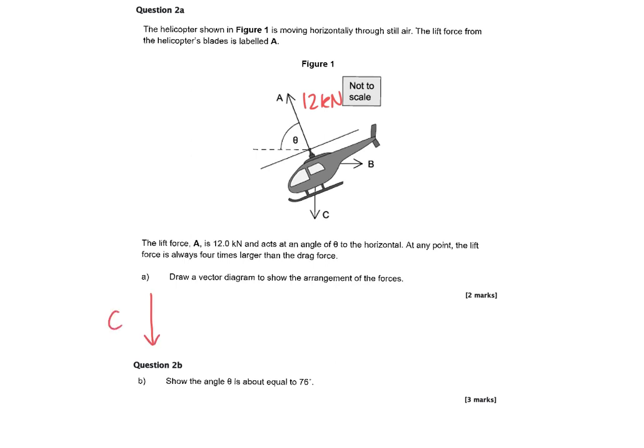Then we're going to do B coming out of that one, going across. So if you have a look, C does go down and B goes across towards the right. And then finally we can join those up with A, our 12 kilonewton force. And we can label theta as well. So we know that theta is this angle here, because up here it's shown to the horizontal, and this is from A to the horizontal.